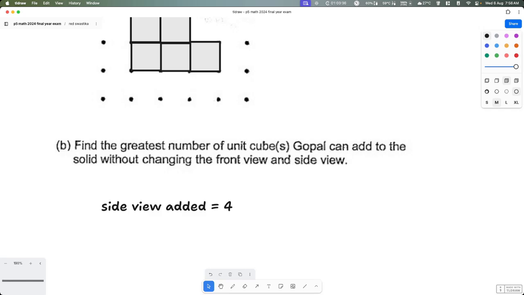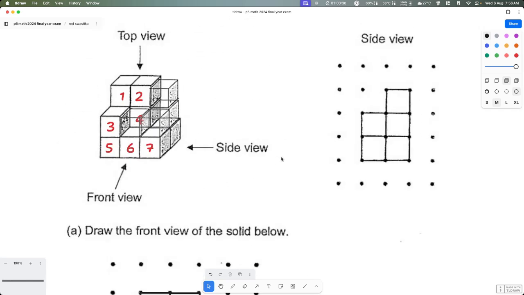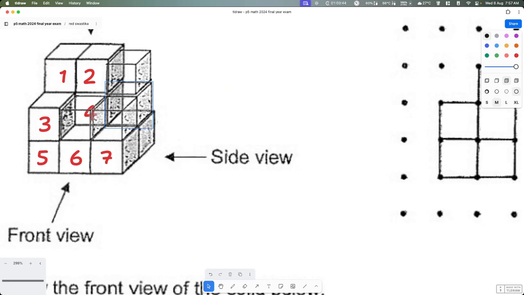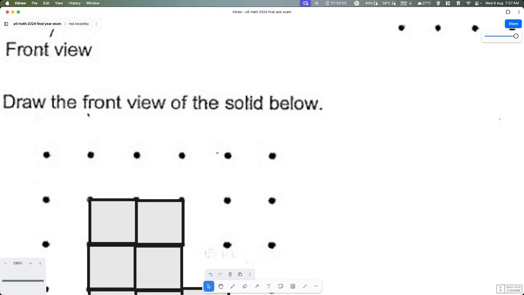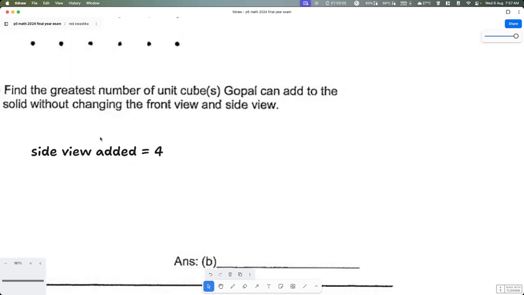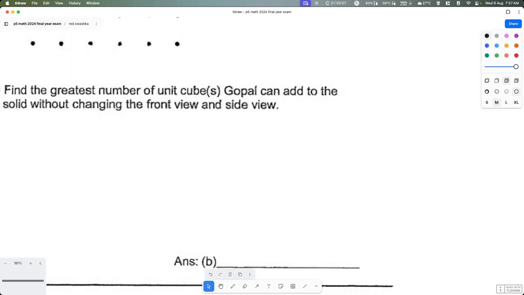Okay, so we got the side view. Is it the same with the front view? Oh no, the front view cannot. Because the front view must be this. So to be honest, it's just one. In this case, the answer is just 1.